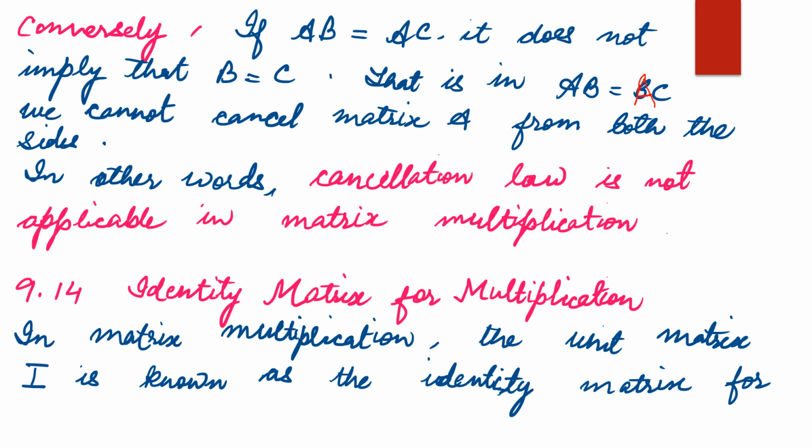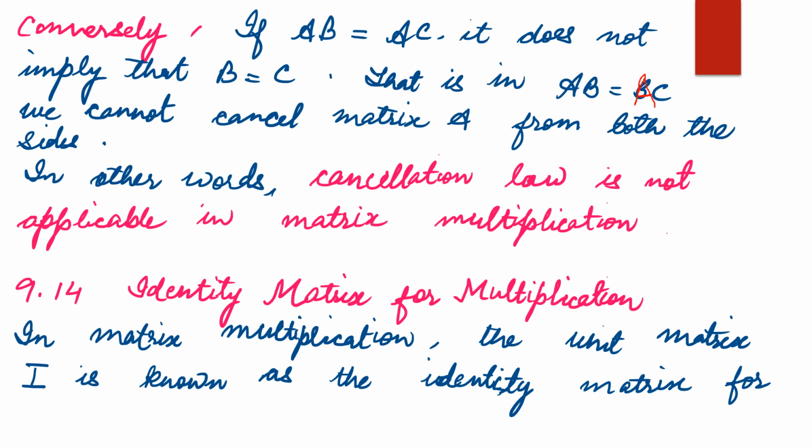Because in other words, B cannot be equal to C, because the cancellation law is not applicable in matrix multiplication. Okay, coming to point number 9.14 now. Identity matrix for multiplication.